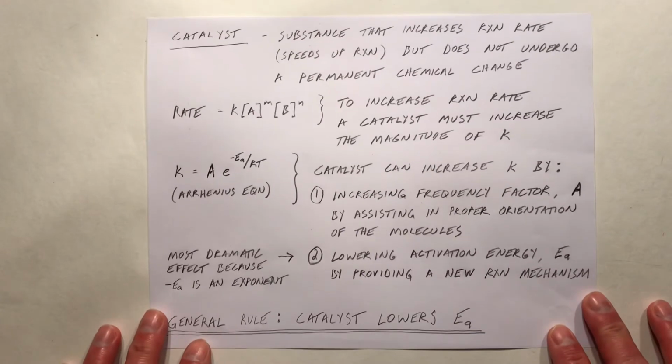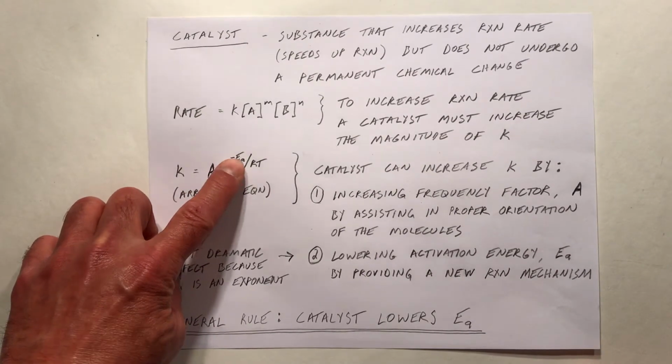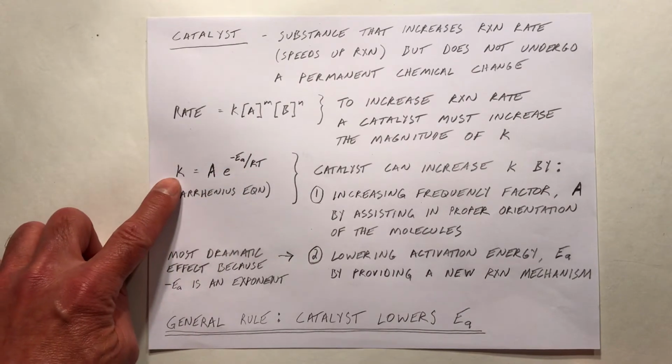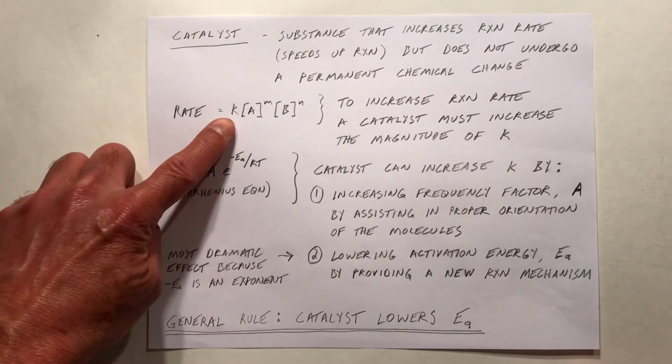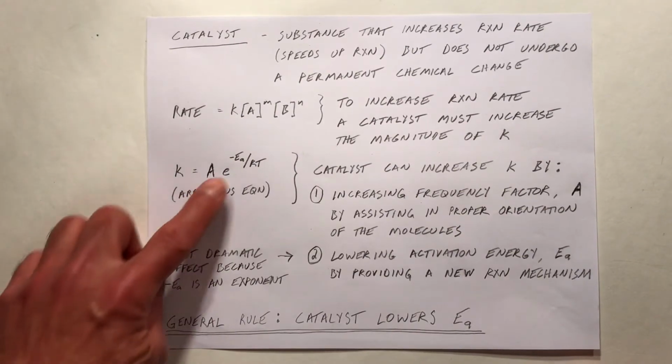Well, that's important to us then, because the smaller the negative exponent is here, the smaller the activation energy, the bigger the rate constant. And the bigger the rate constant, the bigger the rate, the faster the reaction. So lowering activation energy makes the reaction happen faster. It makes a bigger reaction rate.